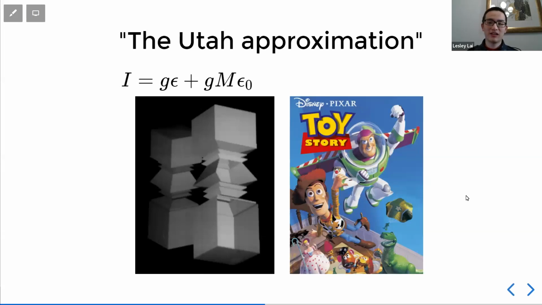The first totally ad hoc approximation with our rasterization pipeline is what Kajiya called the Utah approximation, because it was developed by the researchers at the University of Utah. We only consider the first 2 terms in the Neumann series, except in the second term, we really need to simplify the lighting. We can't do any kind of surface lighting. Instead, we can only do point lights.